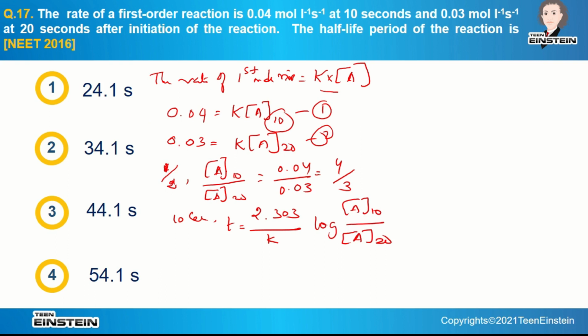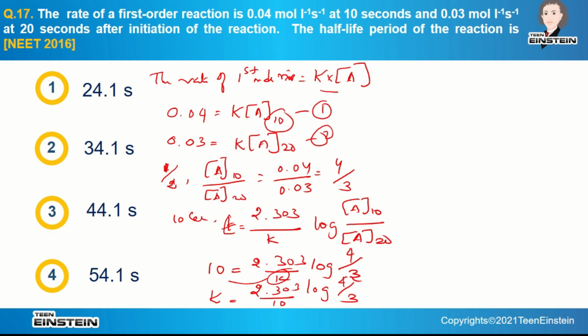So here we know the value of t, that is 10 seconds, which is equal to 2.303/k log of [A] at 10 is 4 divided by [A] at 20 is 3. So we bring the k value to this side. So k is equal to 2.303 divided by 10 log of 4 by 3. So the value of k is 0.0288 second inverse. So we want to calculate the half-life period of the reaction.